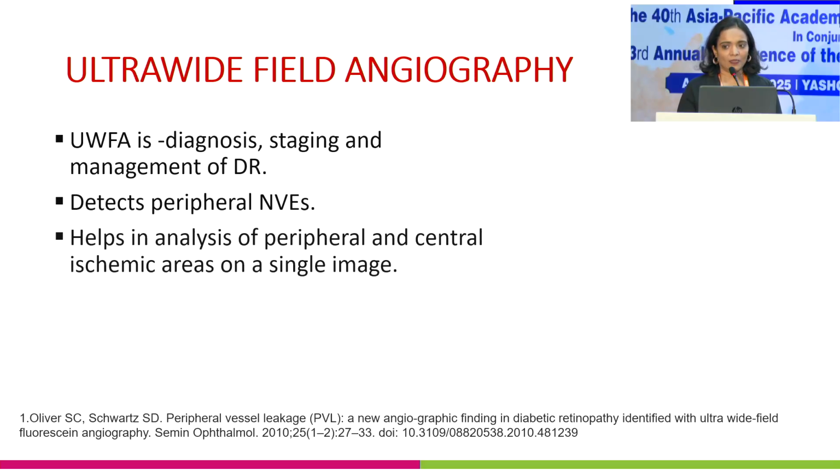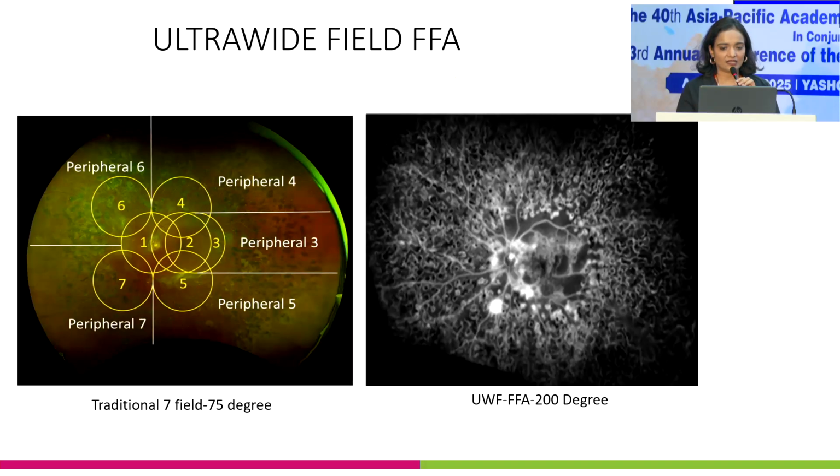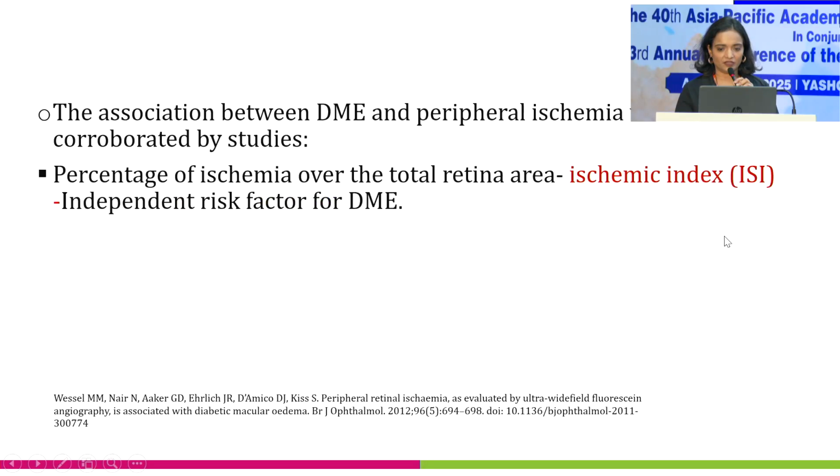Coming to ultra-wide field angiography, it's used in the diagnosis, staging, and management of DR. It detects peripheral NVEs where the posterior pole and the mid-peripheral retina may sometimes be normal. It can help us look at peripheral vessel leakage, that is late leakage from retinal vessels, seen as hyperfluorescence beyond the vessel walls. This is an example of a 7-field montage, but you can see how much of the retina you can see with a 200-degree field of view.